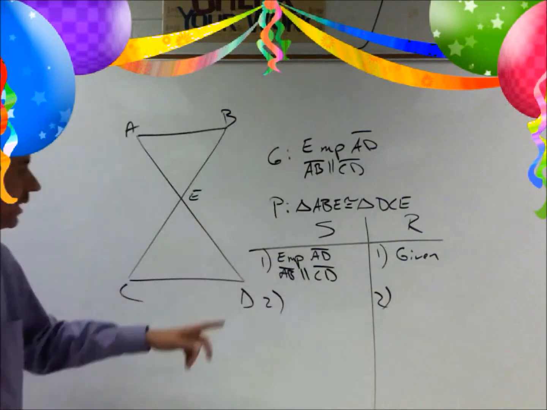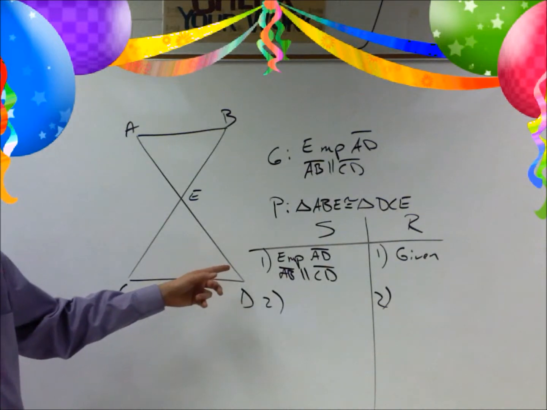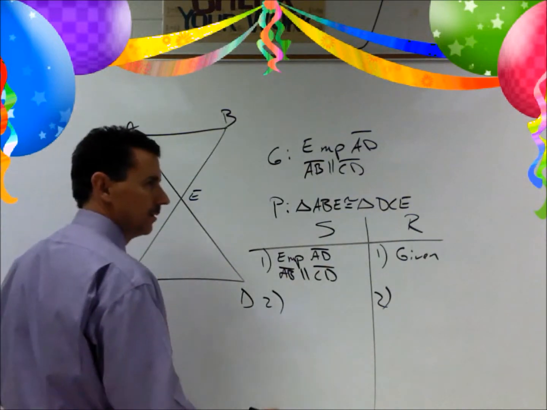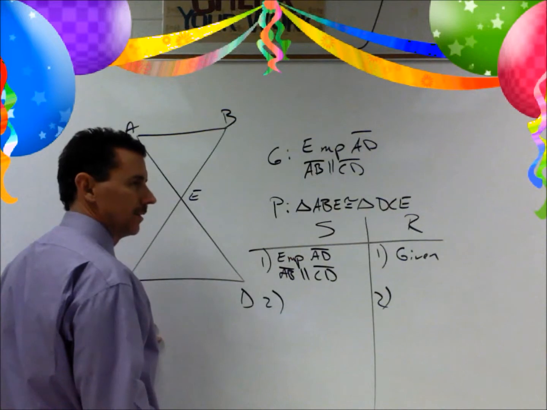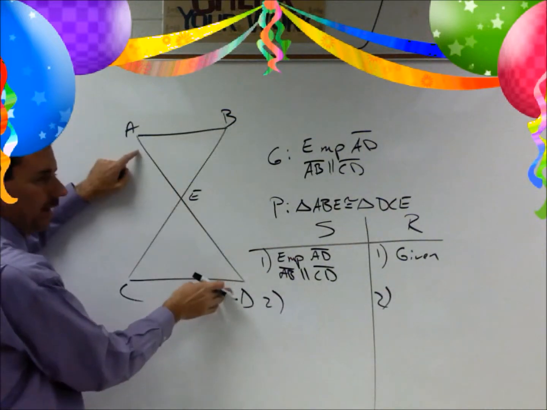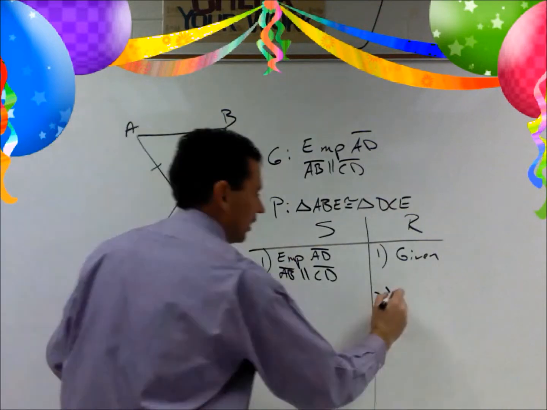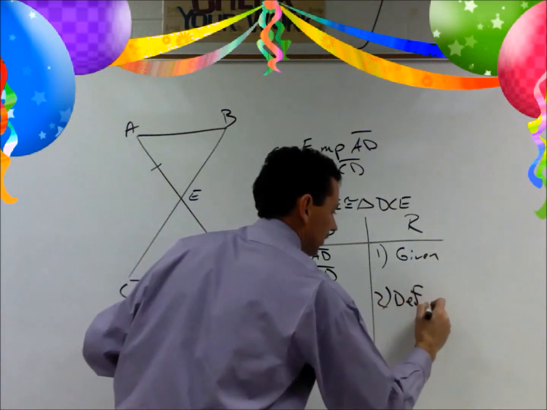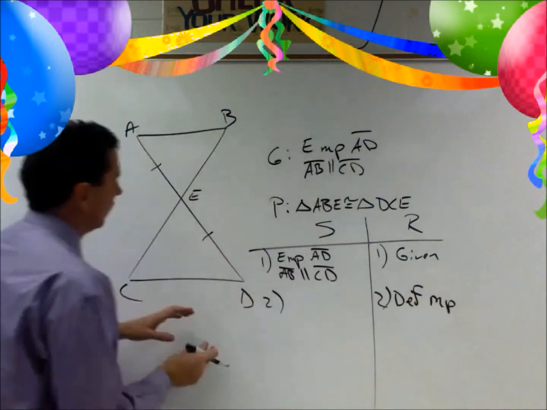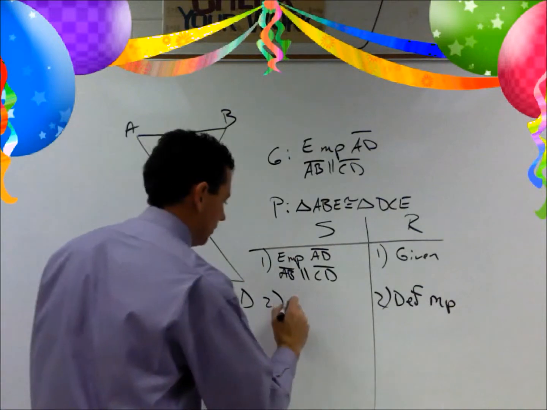So if we use E as a midpoint of segment AD, what does a midpoint give us? So if E is the midpoint of segment AD, a midpoint divides a segment into two congruent parts. How do we know that? Definition of midpoint. So by using the definition of midpoint, I can say AE equals DE.